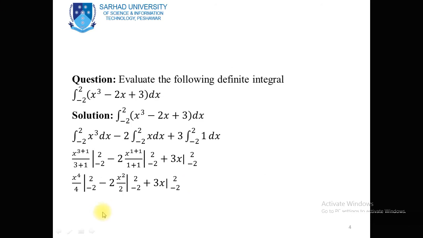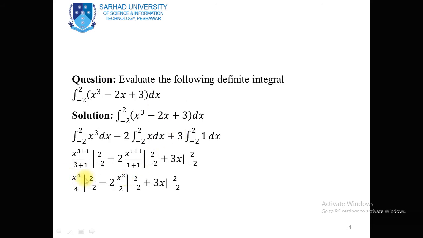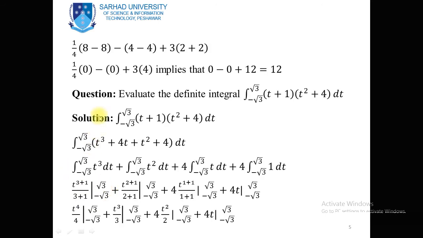Now putting the limit like you see over here, putting x is equal to 2, putting the upper limit in this term, 2 power 4 is equal to 16 minus the lower limit, and minus the lower limit is minus 2, so minus 2 power 4 again 16, so we obtain 16 plus 16. So in the first term, putting x is equal to 2, 2 power 4, and putting the lower limit minus 2 power 4 again, so we obtain 1 over 4, 16 minus 16.